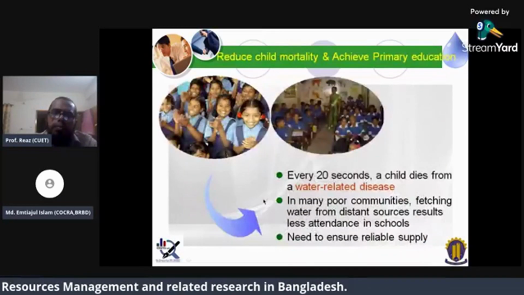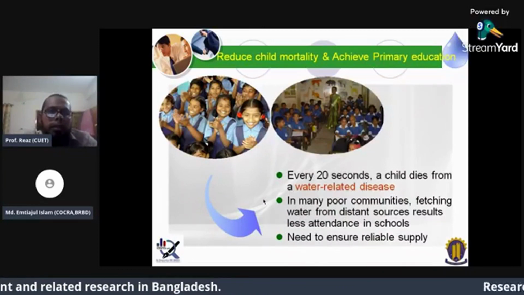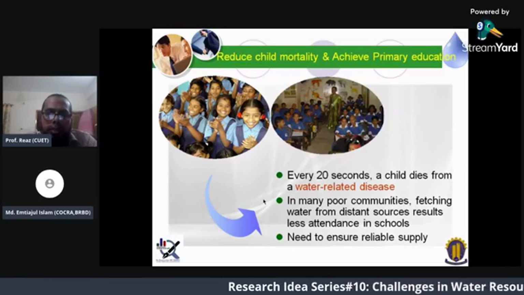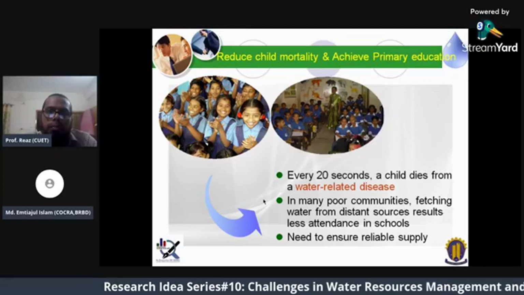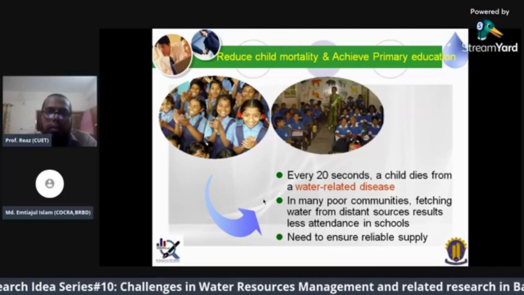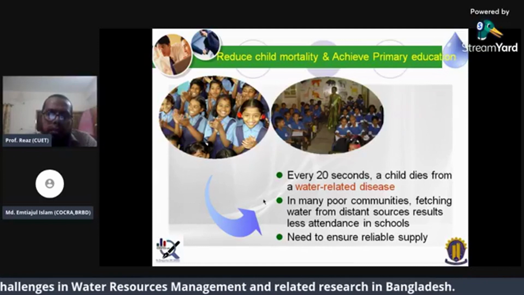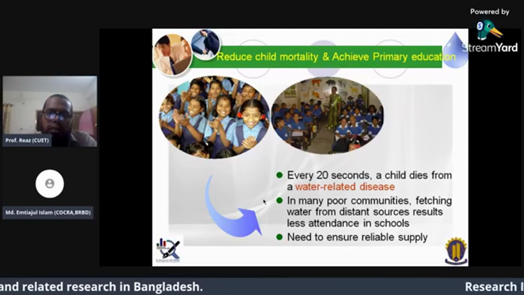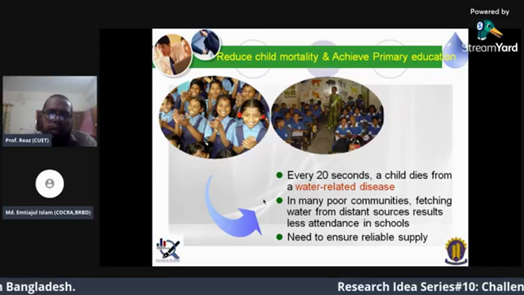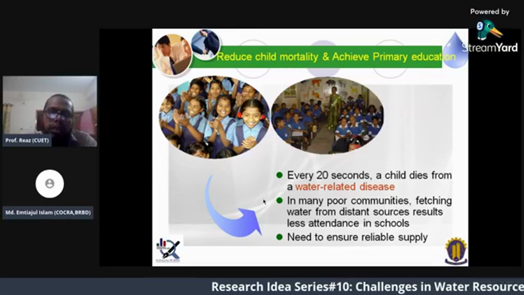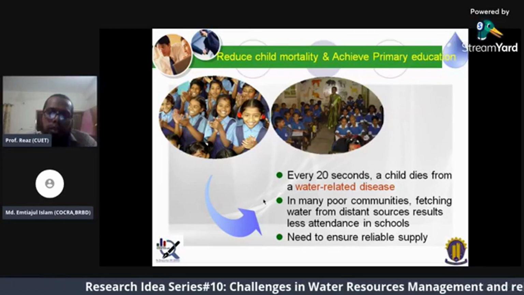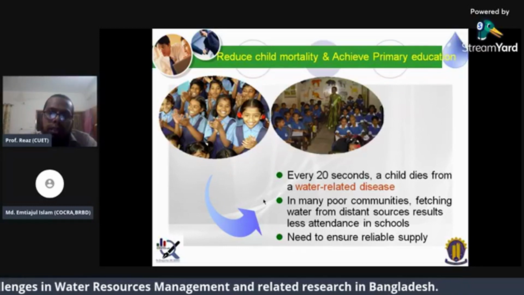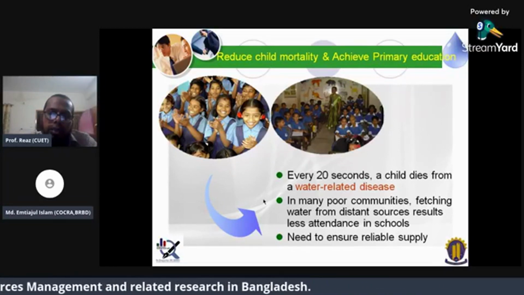Another development target is reducing child mortality and achieving primary education. This is a very basic development target all over the world, particularly in the developing countries. But the misery behind this is that every 20 seconds, a child dies from a water related disease. So if I want to ensure child primary education and reduce child mortality, we must reduce the child death rate related to water related disease.